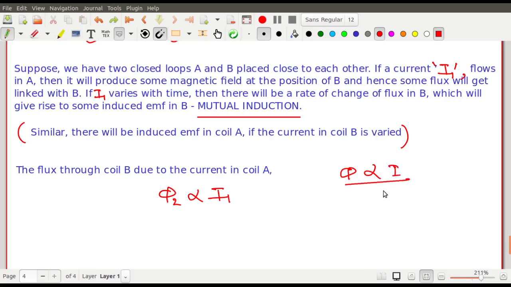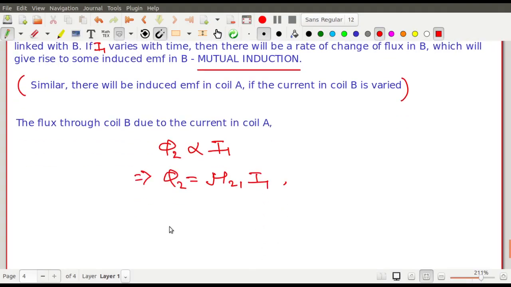So now over here it is the effect on the second due to the first. What is the current in the first coil? It is I1. And what is the flux through the second coil? It is phi 2. Now in order to remove this proportionality, you need a constant, and that constant I call M21. Is it clear? Okay, that is one.